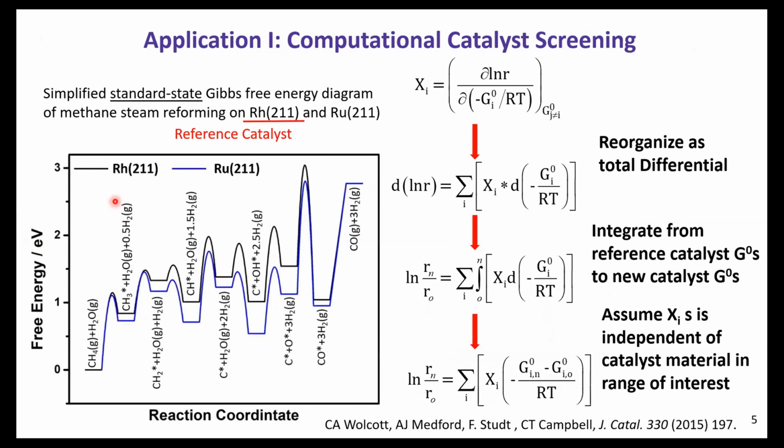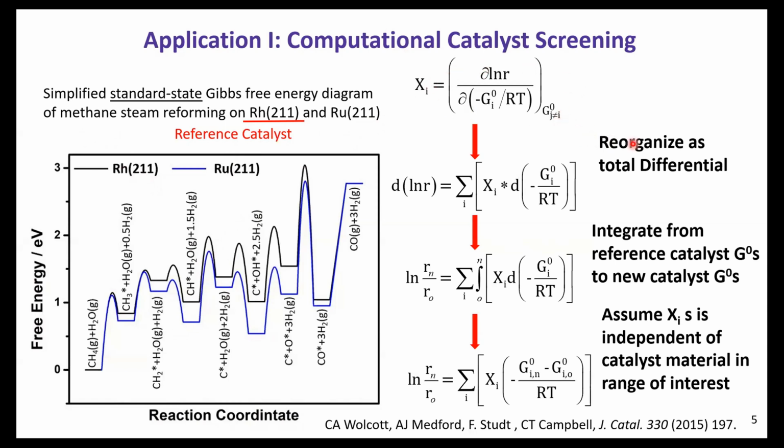And after we know the basic properties and basic rules of DRC analysis, here is the first application: computational catalyst screening. This is the energy diagram of the methane steam reforming on rhodium and ruthenium catalyst. If you change the catalyst from rhodium to ruthenium, you can see the energy of species change and the rate will change. This is exactly what DRC wants to tell you: how much the rate will change if you change the energy of species. So we start from the definition, it's a partial derivative.